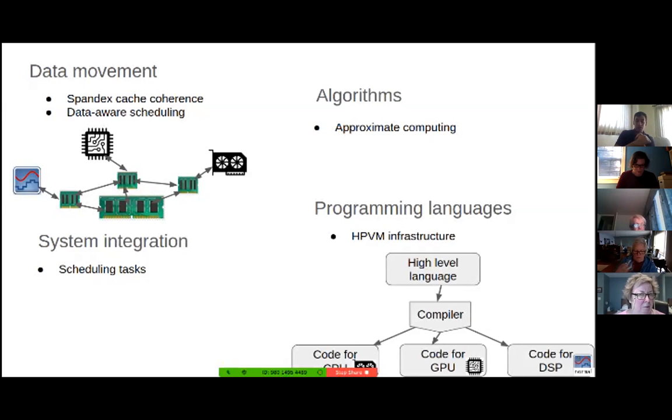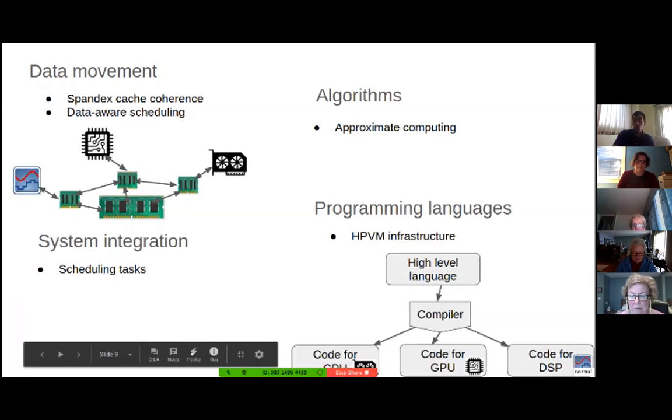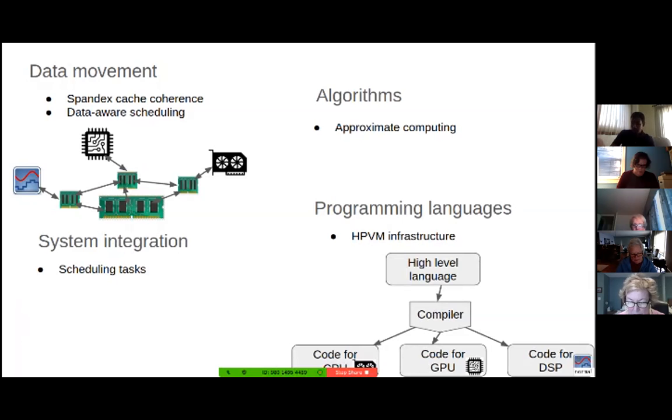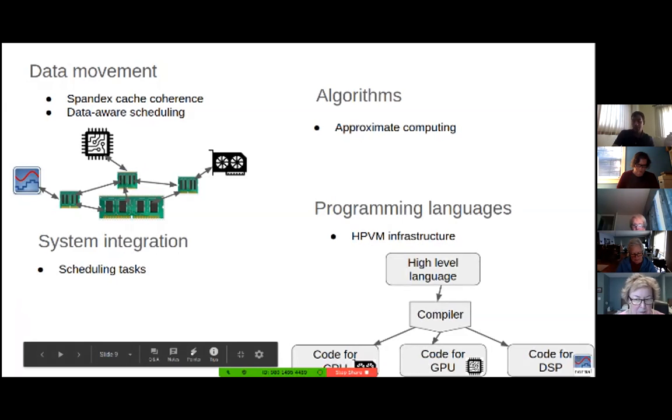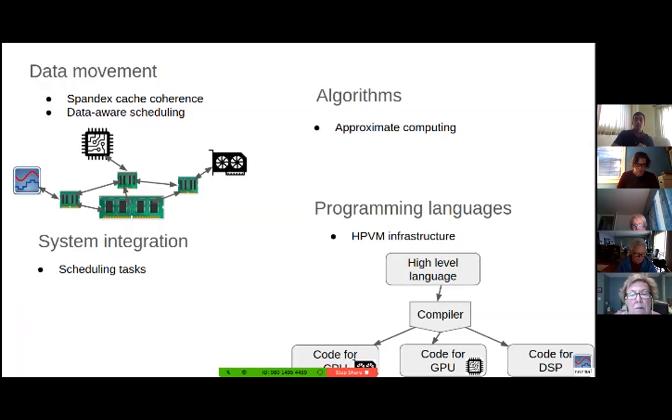The next solution that I'm testing out is this programming language infrastructure called HPVM, which takes in some high-level language and compiles it and emits code for all the different specialized processing units. This is already difficult because this compiler basically has to speak 3 different languages and whatever other specialized processors you have. So it's already a challenge there.